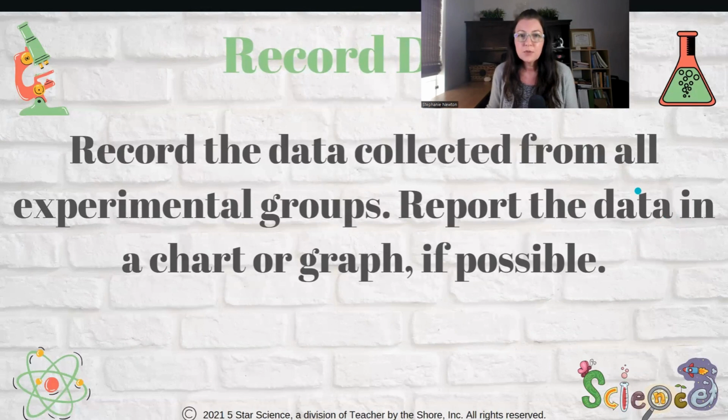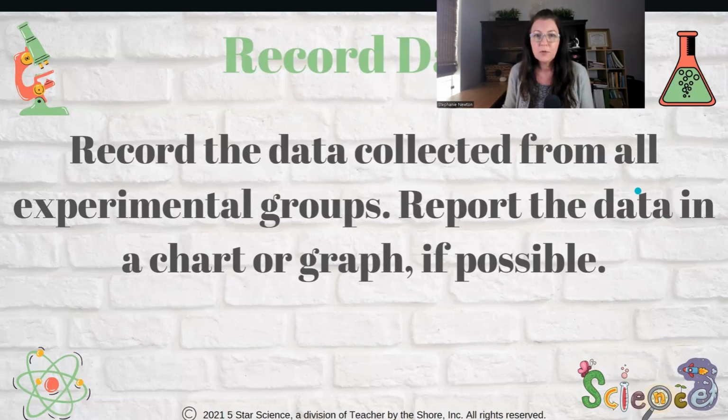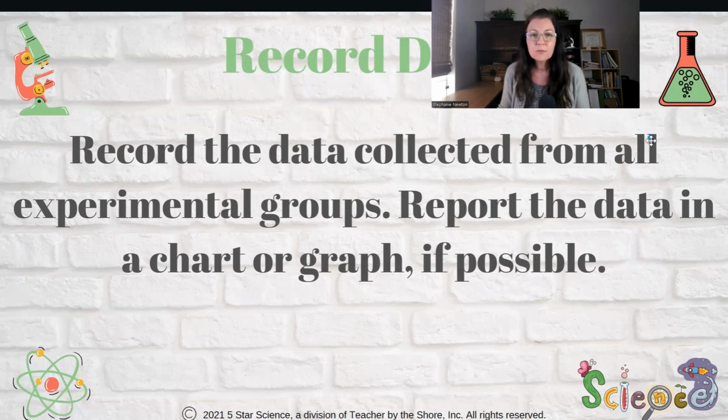Okay, so the next step is to record your data. Record the data collected from all experimental groups. Record the data in a chart or graph if possible. So in the situation with the frogs, they counted how many frogs in each pond had the extra limbs. They put this in a chart. So pond A, they had the number of extra limbs. Pond B, they had the number of extra limbs.